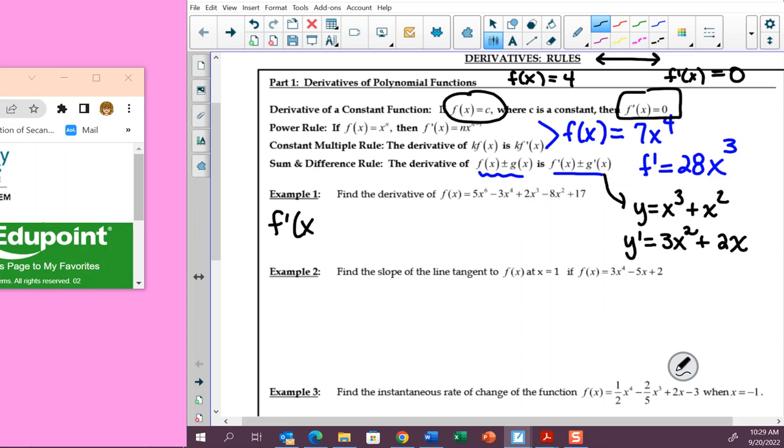All right, so stop for a minute and see if you can write the derivative for this 6th degree 5-term polynomial: 5x to the 6th minus 3x to the 4th plus 2x cubed minus 8x squared plus 17. What would the derivative be? If we ran the limit definition of the derivative, what would the derivative function look like?